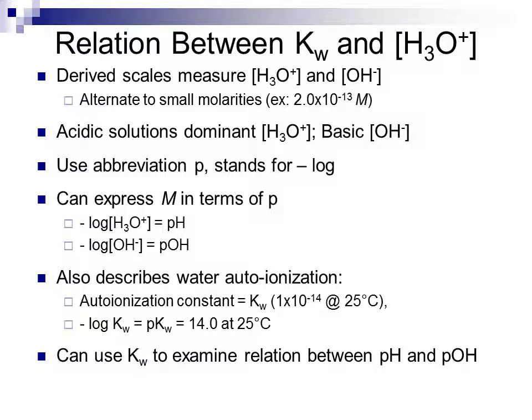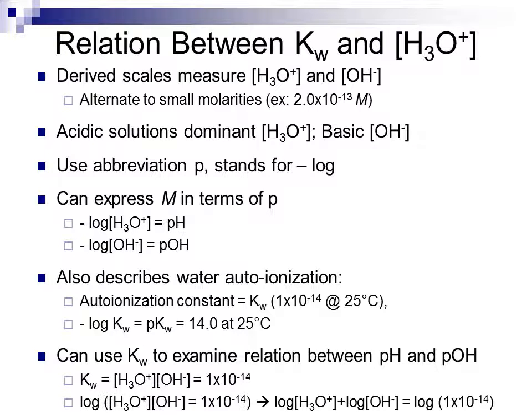Using this expression of Kw, we can examine a relationship between pH and pOH, where the Kw being equal to the hydronium and the hydroxide multiplied together gives us our 1 times 10 to the negative 14. The log of that entire expression then will give me the log of hydronium plus the log of hydroxide, because if I take a log of two things multiplied together, I can separate those out as additive logs, and that then in turn will be equal to the log of 1 times 10 to the negative 14.